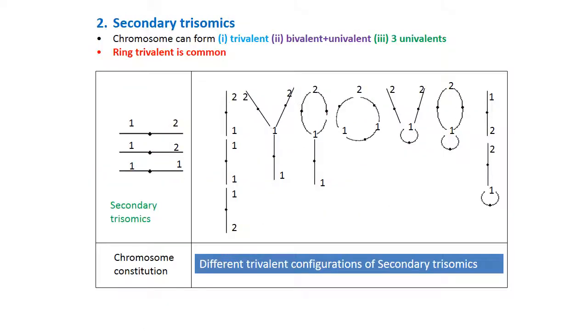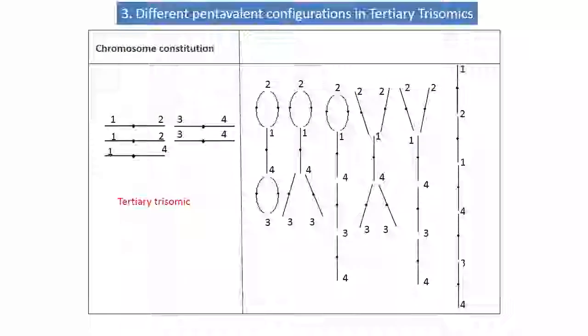Secondary trisomics. In this, chromosome can form trivalent, bivalent plus univalent and trivalent. Ring trivalents are most common in secondary trisomics. The different shapes or configurations are given in the picture, like Y-shape, frying pan shape, stick shape and all. Different pentavalent configurations in tertiary trisomics. Exclusively the tertiary trisomics form pentavalent, and that is most common.